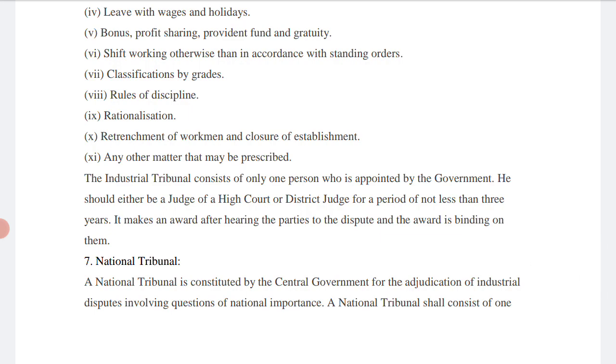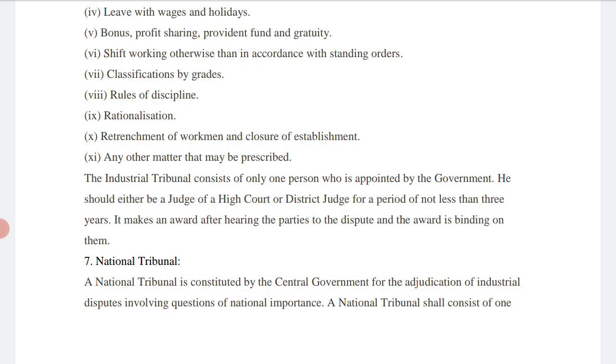The industrial tribunal consists of only one person who is appointed by the government. See, in an industrial tribunal there is one person who is appointed by government. He should either be a judge of a high court or a district judge for a period of not less than 3 years. It makes an award after hearing the parties to the dispute and the award is binding on them.